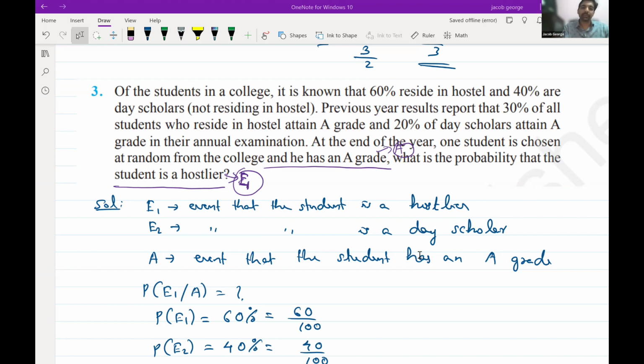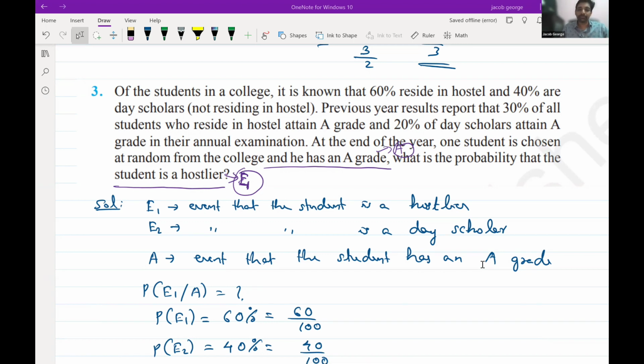Then third subdivision, they will put this one. What is the probability that the student is a hostelier? That means P of E1 given A. This type of questions they are now taking and splitting into 3 parts, the same question, so that way they can frame a case study. Is it clear how they are asking the questions now? When you read a question, all these 3 will be there.